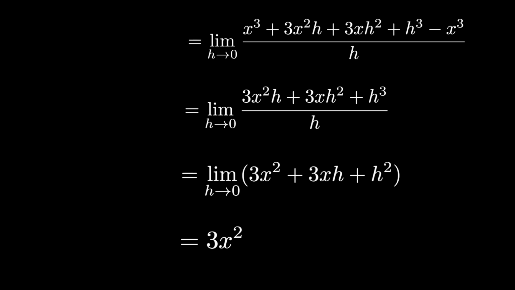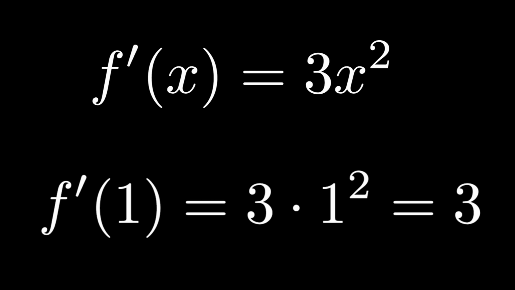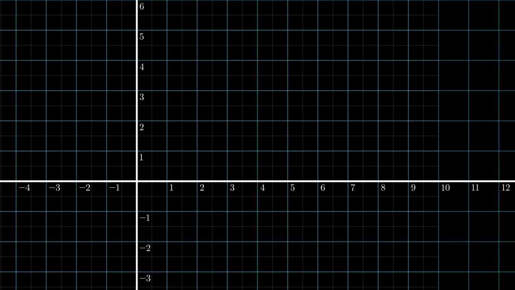We can now use this to find the slope at a specific point on the function. For example, at x equals 1, the derivative f'(1) equals 3 times 1 squared equals 3. So the instantaneous rate of change at x equals 1 is 3.